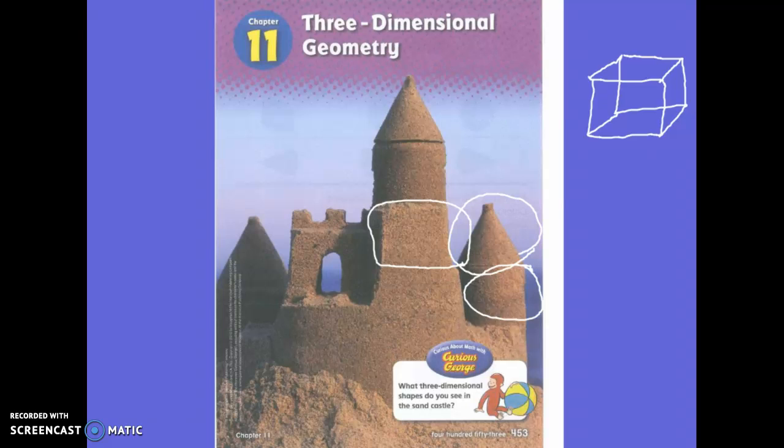Could I put stuff inside my cube? Sure. Can I put stuff inside of a square? No. So that's the difference between three-dimensional shapes and flat shapes or two-dimensional shapes. Okay, so keep that in mind.